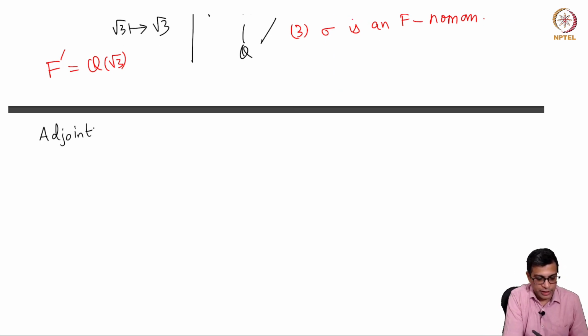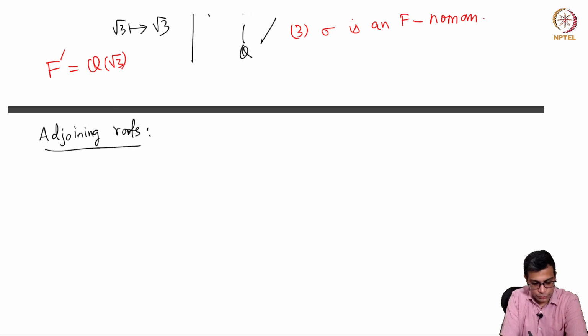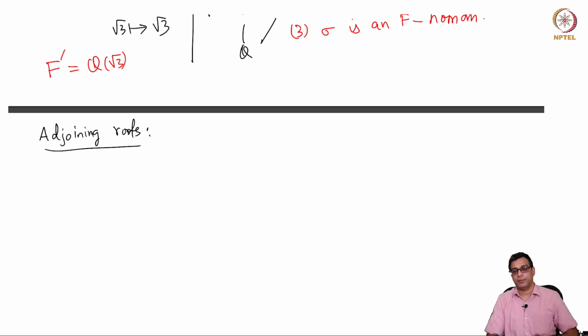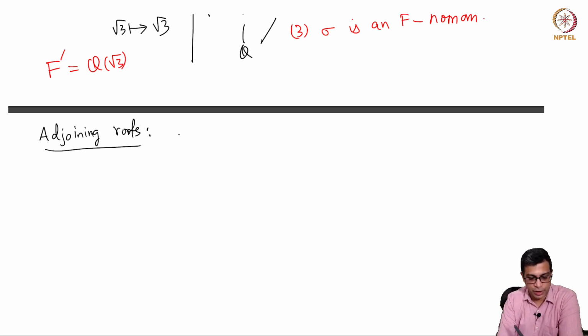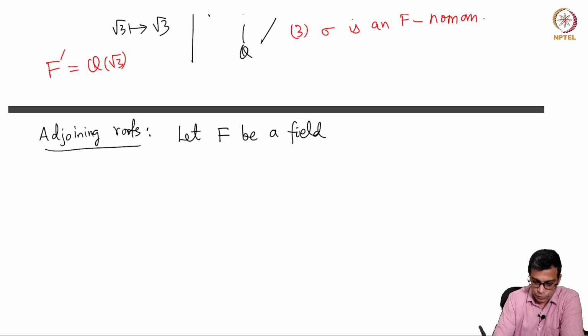Now the next topic I want to discuss is very important. This is really getting to the crux of the subject in Galois theory: adjoining roots. I'm going to state a big theorem here which requires a little thinking. It's not difficult, but this is done in any field theory course. So what I want to say is: let F be a field and let f(x) be a polynomial over that field in one variable.